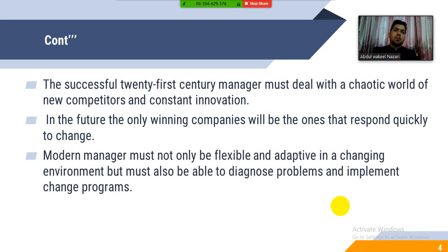A lot of problems will be there in the market, a lot of problems customers will face. But many companies address that problem. Those who address the problem will grab the market. Those who didn't address the problem will be unable to survive.